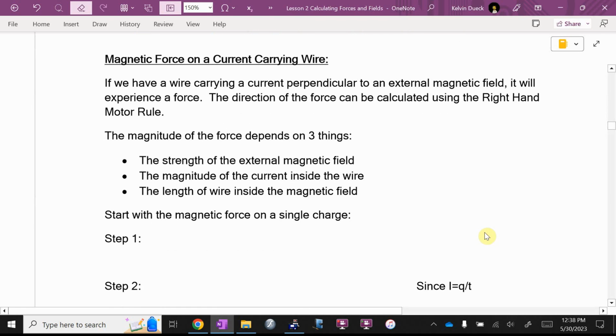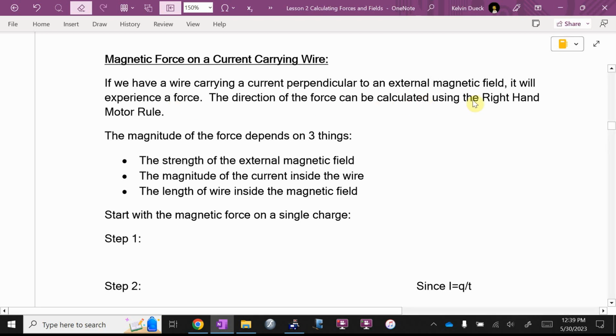So QVB is our first one. We use that when there's an individual charge. But if you have a wire, you know what? That's a bunch of charges holding hands. Each one of those charges will feel a force. Therefore, the wire should feel a force. If we have a wire carrying current perpendicular to an external magnetic field, it will experience a force. I showed you that little demo yesterday where we made it swing, and we saw the MIT version of it as well. The direction of the force can be calculated using the right-hand rule.